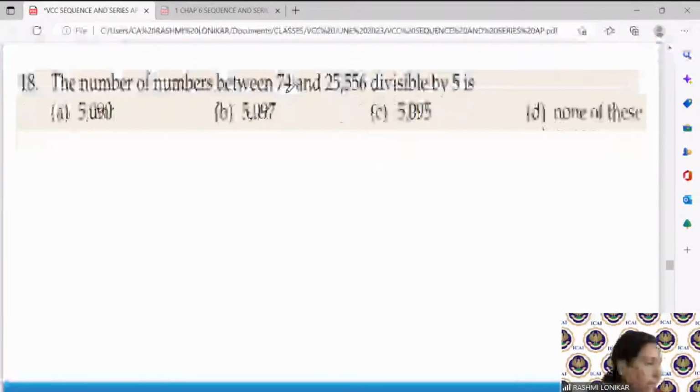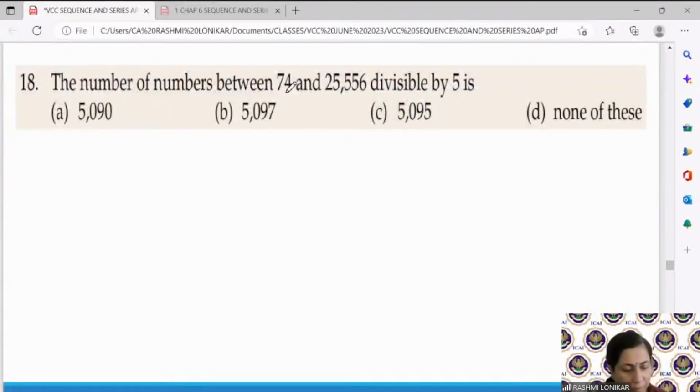Let us go to the next sum. Good. Understood? Excellent. The sum of numbers between 74 and 25,556 divisible by 5 is.